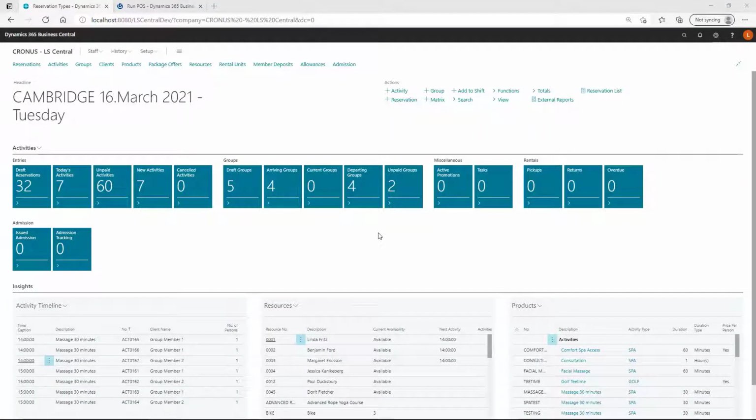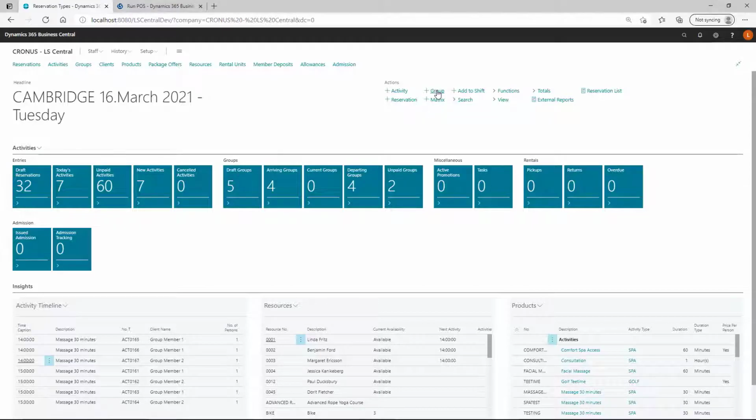Hello, in this video we'll go through the transactions and finalization of group reservations. First I'm going to create a group reservation, make a deposit, then make some charges to that reservation, and then finalize through the POS. You can also finalize through invoice, but in this demo we'll do the finalization through POS.